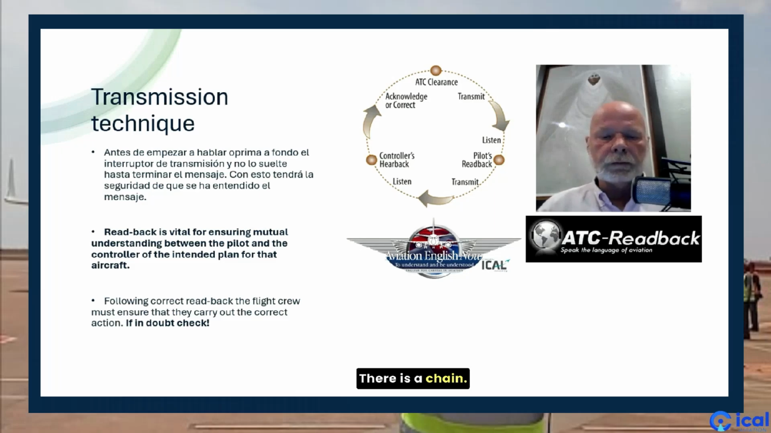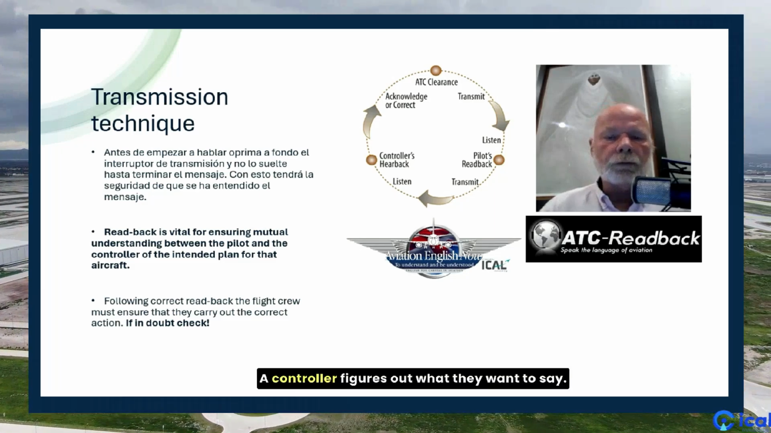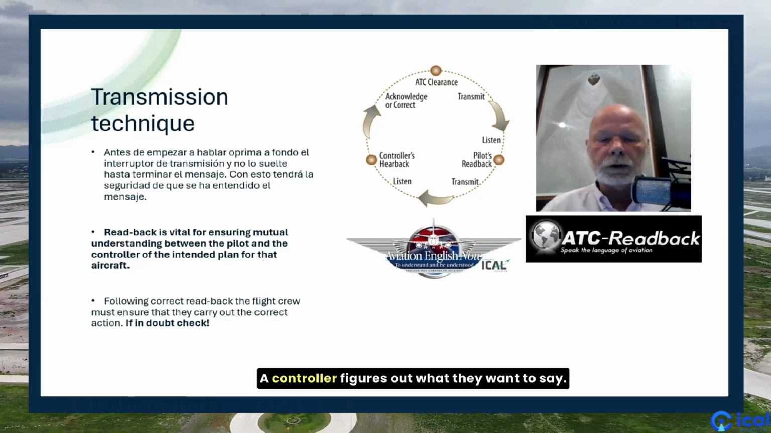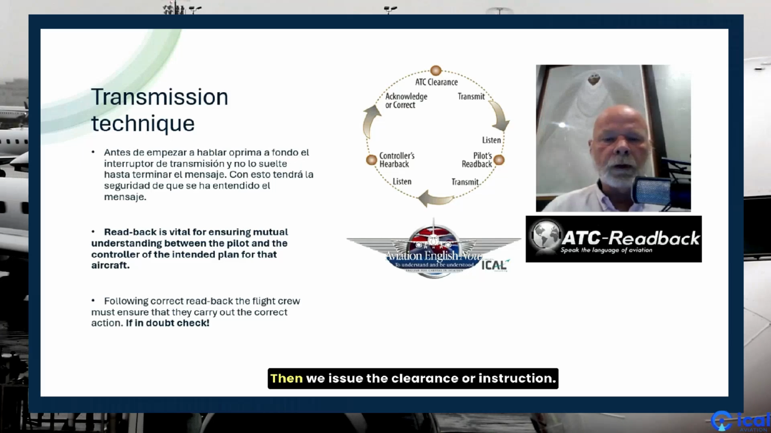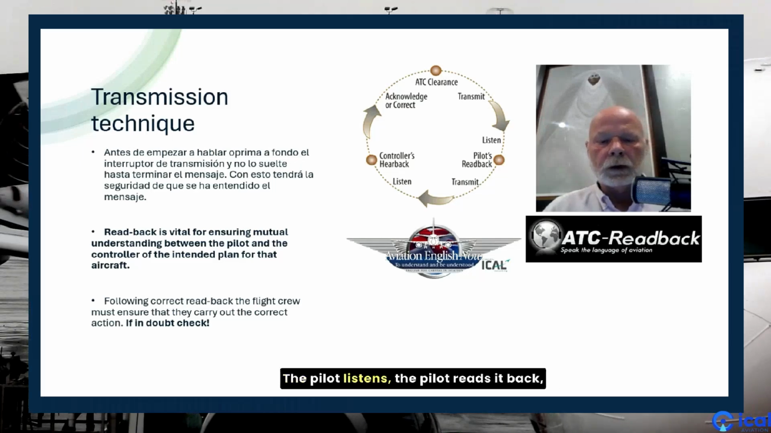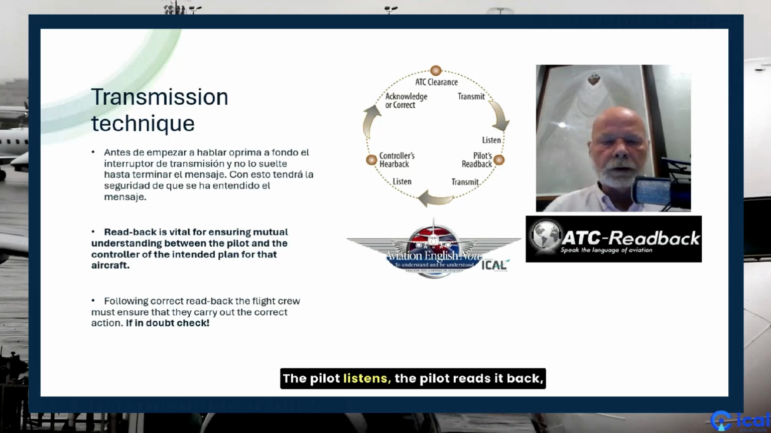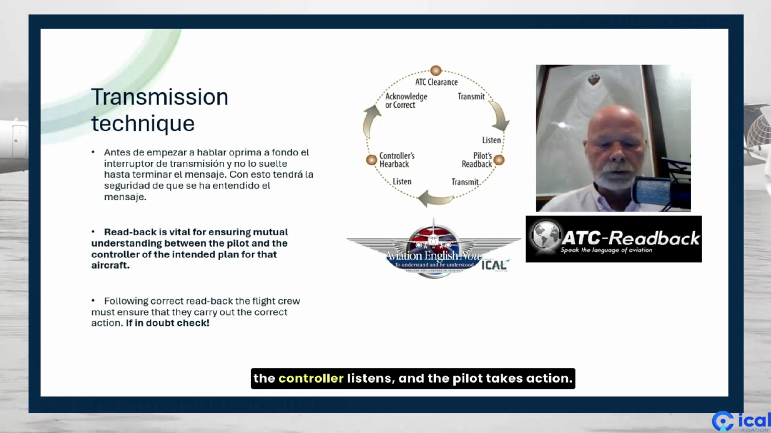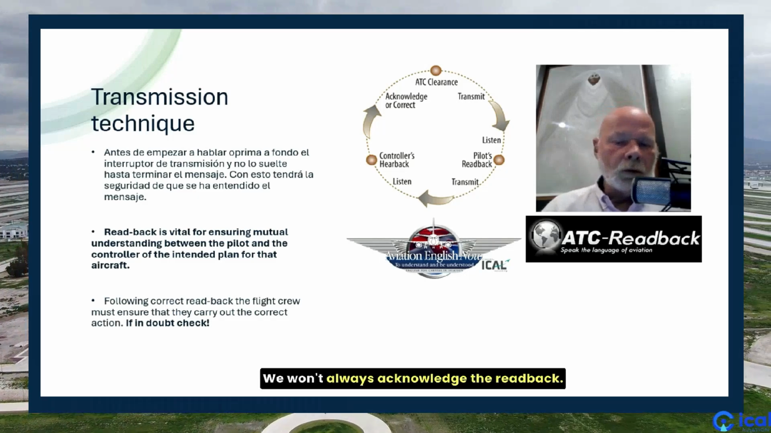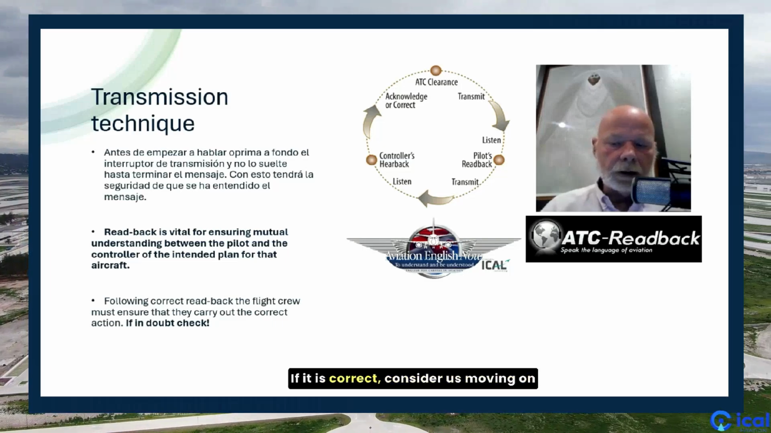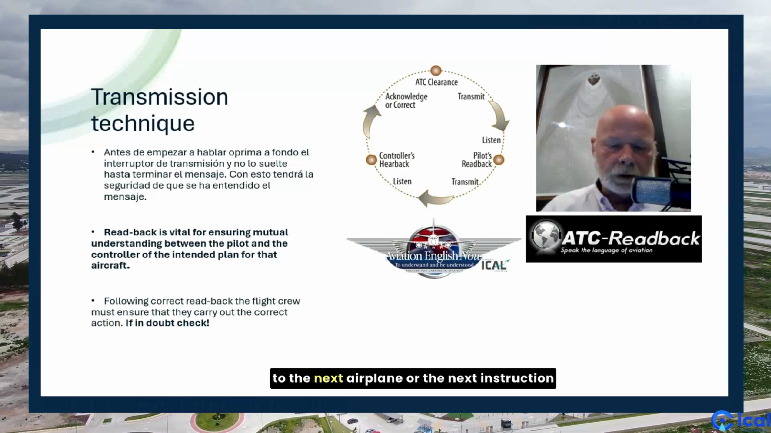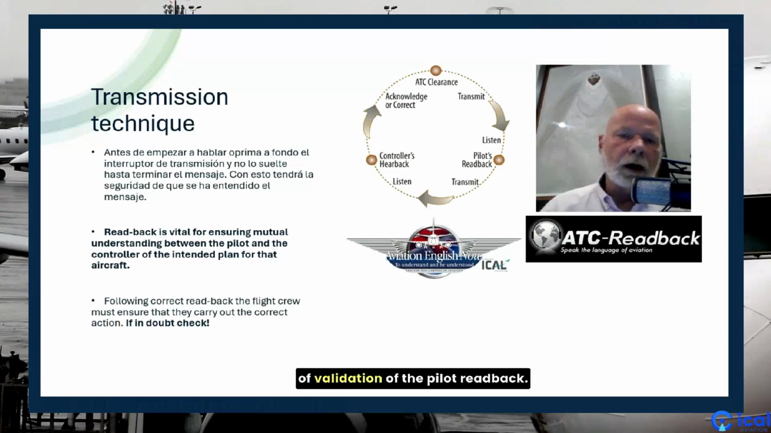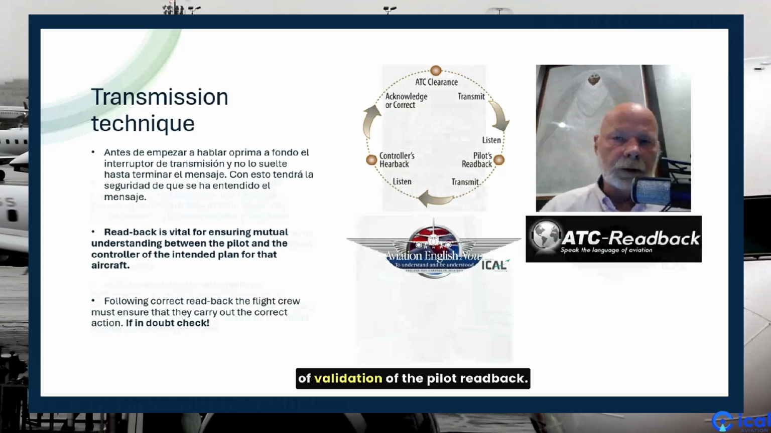There is a chain. A controller figures out what they want to say. Then we issue the clearance or instruction. The pilot listens. The pilot reads it back. The controller listens, and the pilot takes action. We won't always acknowledge the readback if it is correct. Consider us moving on to the next airplane or the next instruction a validation of the pilot readback.